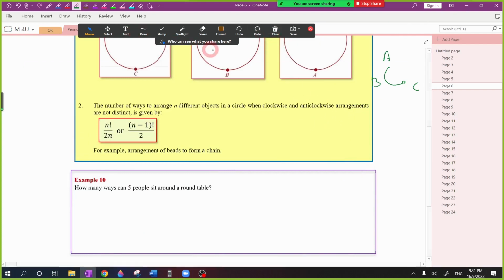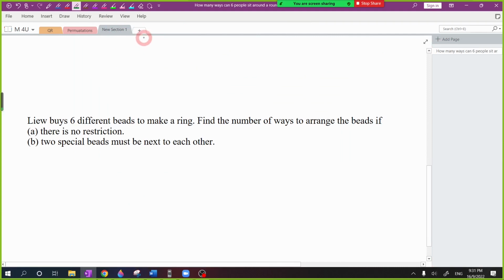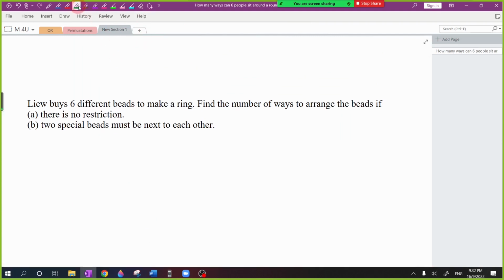Okay? So now let's try one more question. Let's go back to this. Liu buys 6 different beans, different colors, to make rings. So this time we can turn it over like this, right? So when we find the number of ways to arrange them, we need to divide the answer by 2, remember. Find the number of ways to arrange the beans if there are no restrictions.